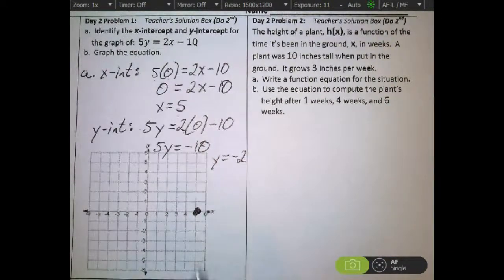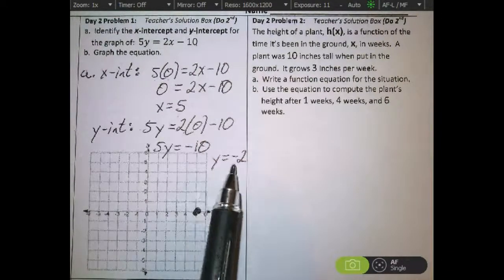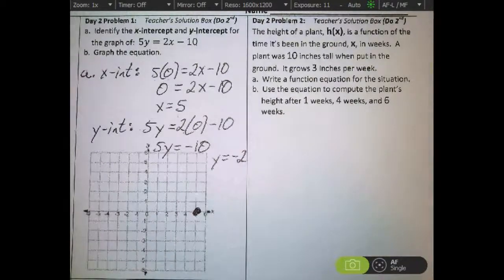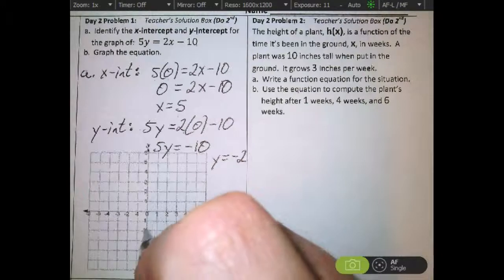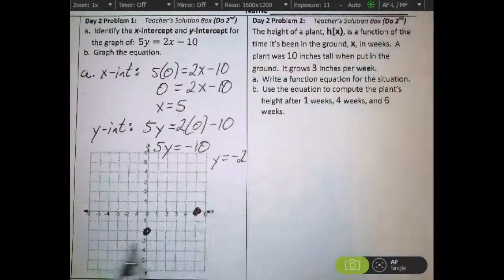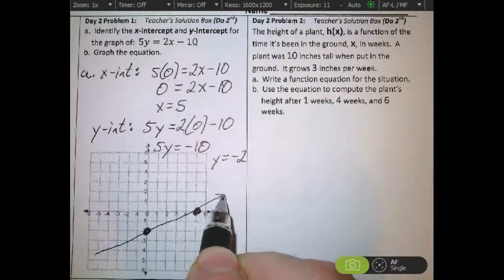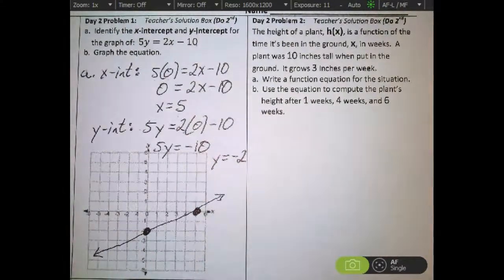And this line is going to cross the y-axis at negative 2. On the y-axis, find negative 2 and put a dot there. And carefully draw a line through those two dots. There is the graph of this linear equation.